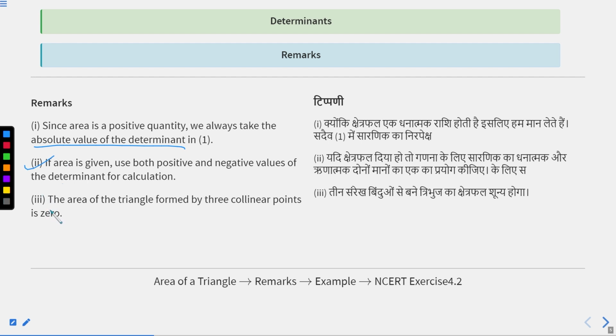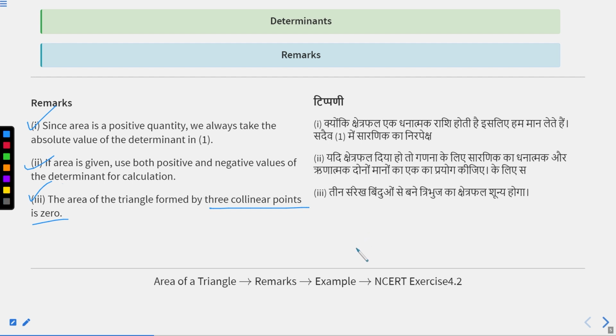When we are doing the questions, you will see what these remarks are actually saying to us. The area of a triangle formed by three collinear points is 0. That means you have 3 points which are collinear. Collinear means they lie in a straight line like this. Then the area will be 0, as you can see. Yes, indeed. Okay, clear?